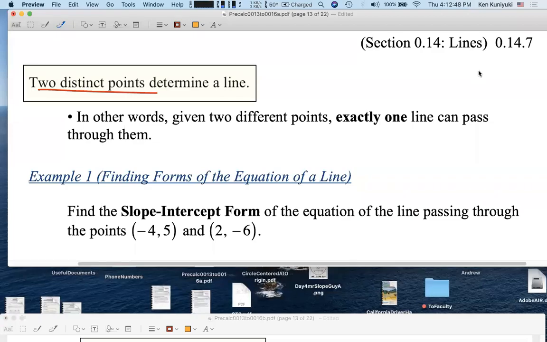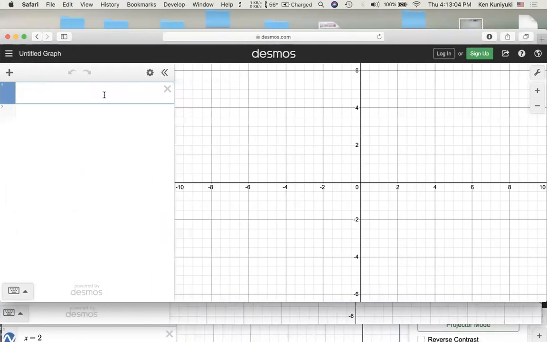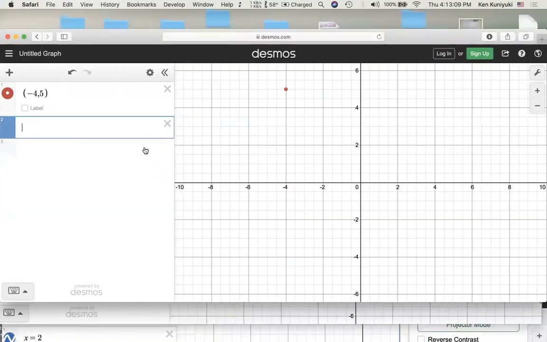Hi everyone, let's do the classic problem. Given two distinct points in the xy plane, find the slope-intercept form of the equation of the line that passes through the 2 points: (-4, 5) and (2, -6). Let's plot them here.